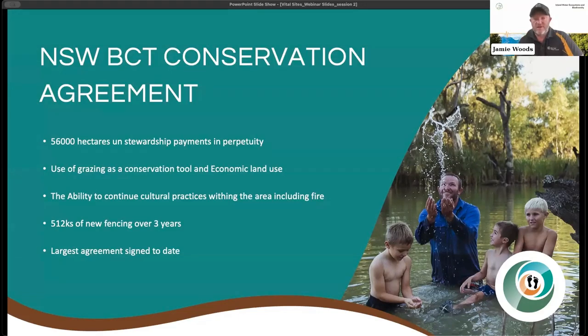It was the largest agreement signed to date from the New South Wales Biodiversity Conservation Trust. So it was a very big outcome for our consortium and our organisation, and that's not the most important thing, but it was a very big outcome for this country, this place that we call home, Goini.